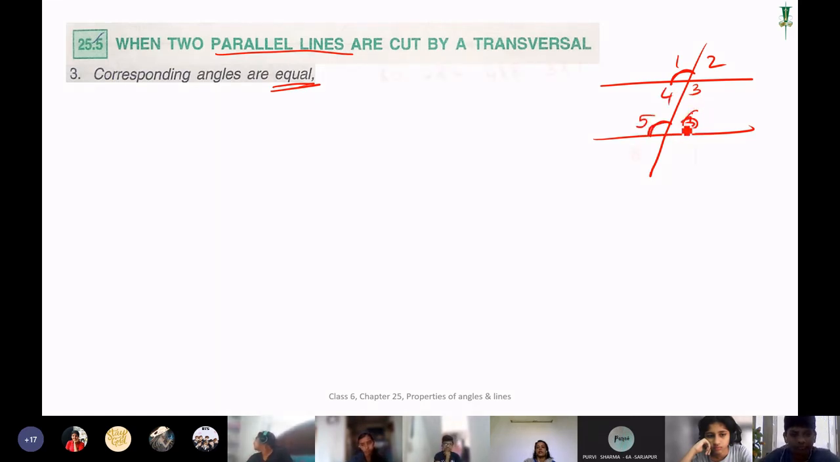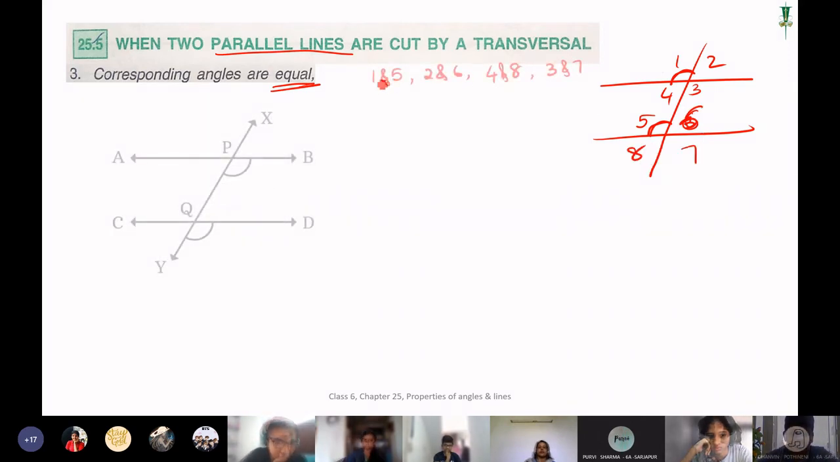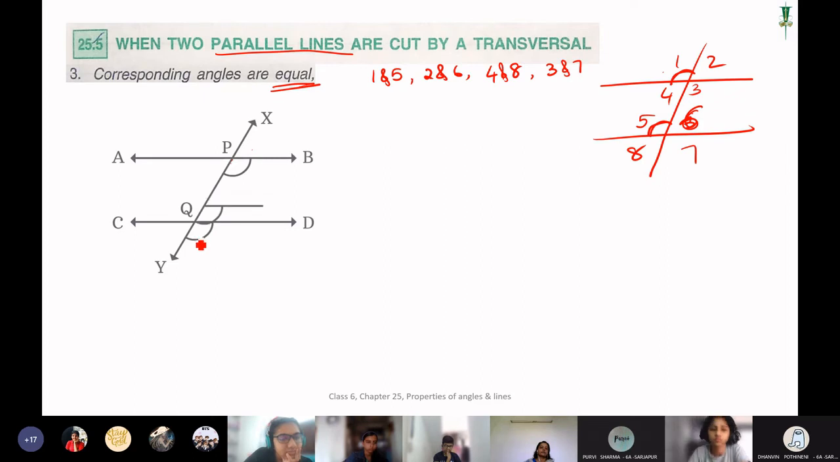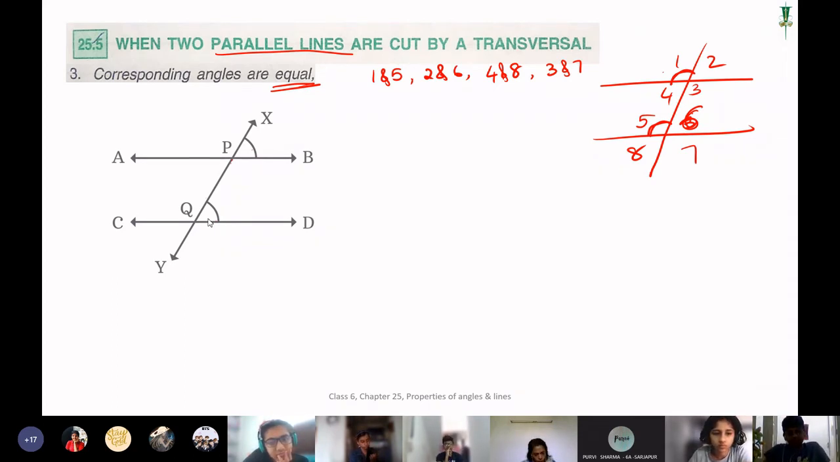In the case of parallel lines, there is a relation. Which are the corresponding pairs in this figure? 1 and 5, 2 and 6, 3 and 7, 4 and 8. Equal. That is what they are showing. So exterior alternate angles are equal, interior alternate angles are equal, and corresponding angles are equal when the lines are parallel. Up to here is clear, guys? Yes, ma'am.